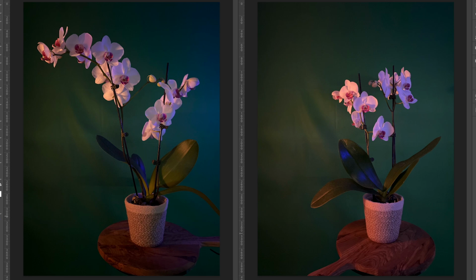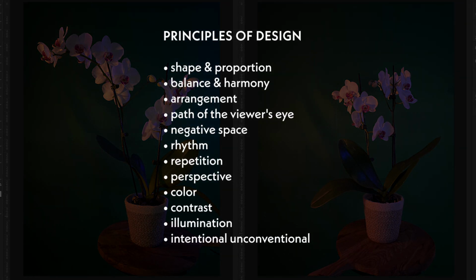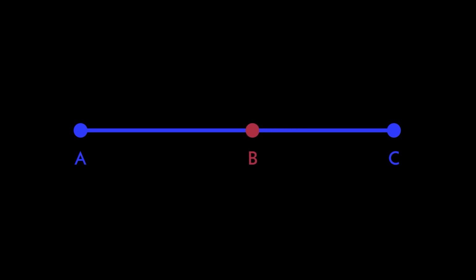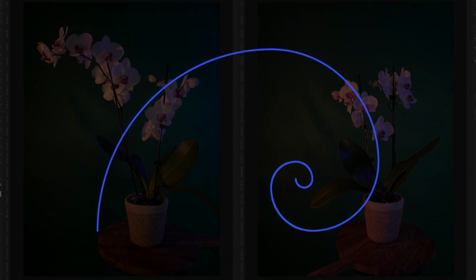Okay, we're going to work on creating an engaging composition from these two source images, and a third one we'll reference later. So these are the compositional principles of design. We're going to focus on these four: balance and harmony, arrangement, path of the viewer's eye, and contrast. Now we're not going to ignore the other principles. Somewhat by default, we'll also be considering shape and proportion, negative space, color, and illumination. But these four are the ones we'll focus on. To assist us in addressing these principles, we're going to use the sacred geometry of the golden ratio and the Fibonacci spiral.